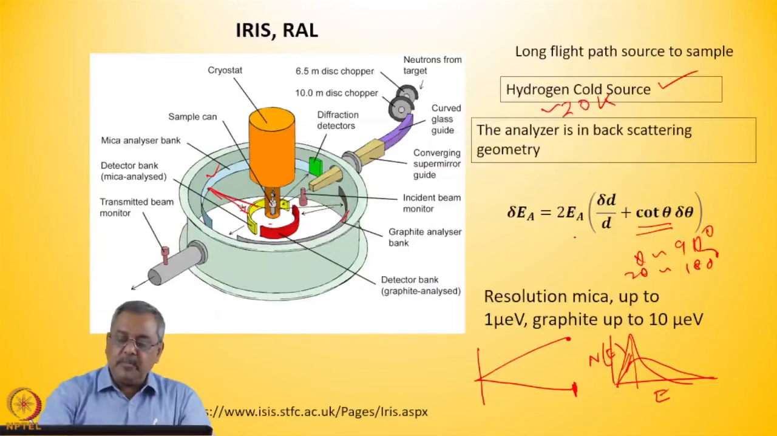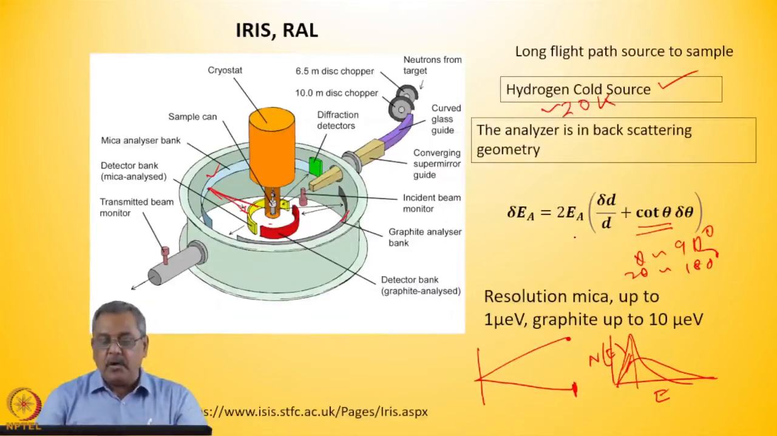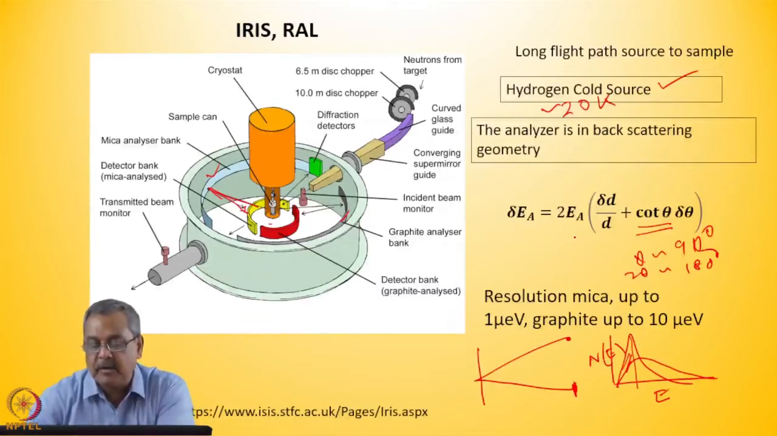So the geometry is such that you have better resolution because the analyzer is in a backscattering geometry. You have higher intensity of long wavelength, or low energy, or cold neutrons. So this is a high flux time of flight instrument which is there in a spallation neutron source. So I will just quickly show you the result.